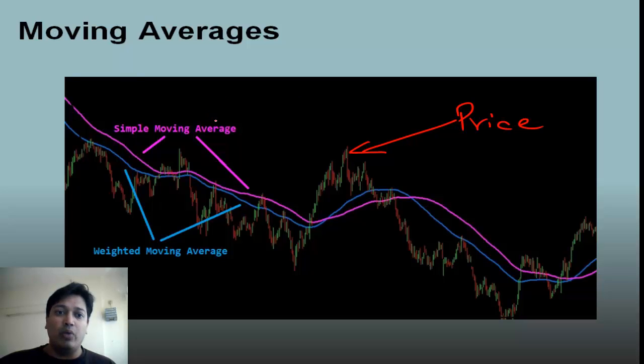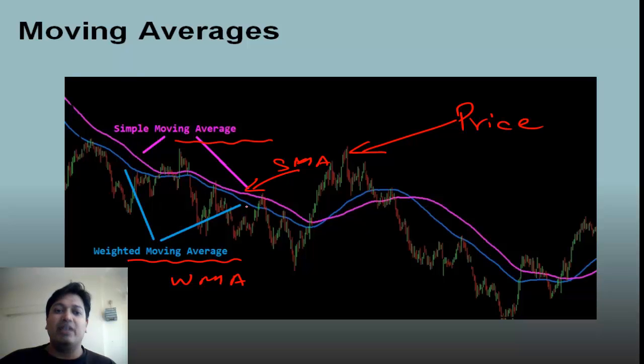So the pink one is the simple moving average. This is SMA. It's called simple moving average, and the blue one is called weighted moving average. This is also called WMA, right? Now if you look at it, both these moving averages which have been plotted are of the same numbers, but there is a difference.